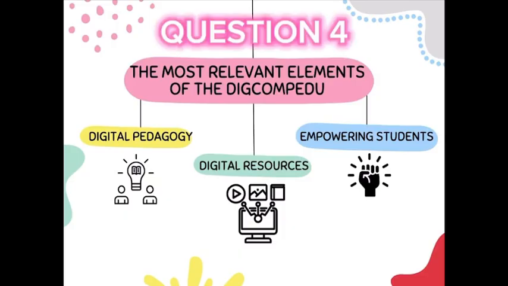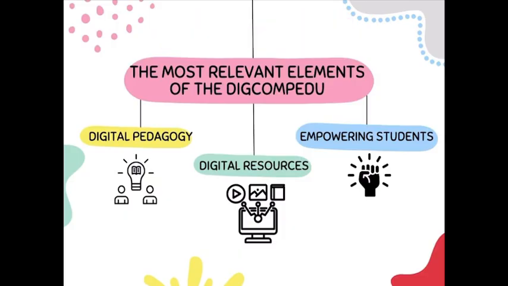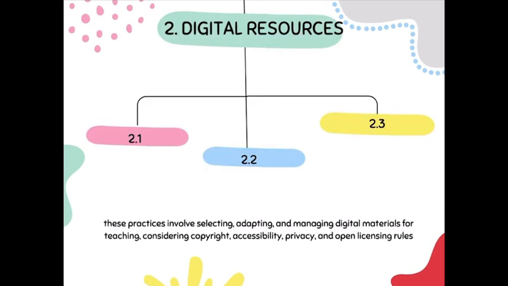For me, the most relevant elements of the DigCompEdu are these three. In digital resources, 2.1 choose and assess online materials for teaching, ensuring they meet copyright and accessibility standards. 2.2 adapt open materials, develop new digital resources tailored to learning goals, context, pedagogy, and learners' needs for effective teaching. And 2.3 arrange digital content for learners and others while respecting privacy, copyright, and open license rules.